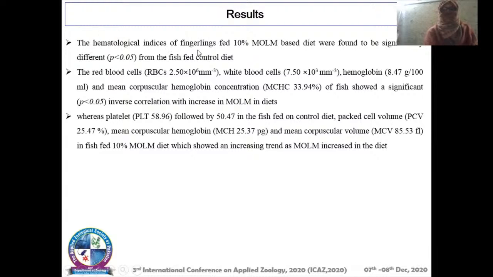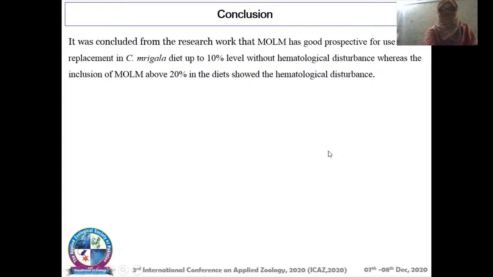The hematological indices of fingerlings fed the 10% MLM-based diet were found to be significantly different from the fish meal control diet. Red blood cells, white blood cells, hemoglobin, and mean corpuscular hemoglobin concentration of fish showed a significant inverse correlation with the increase in MLM in diets, whereas platelets were followed by 2.47 in the fish meal control diet. Packed cell volume, mean corpuscular hemoglobin, and mean corpuscular volume in fish fed 10% MLM diets showed an increasing trend as MLM increased in the diet.